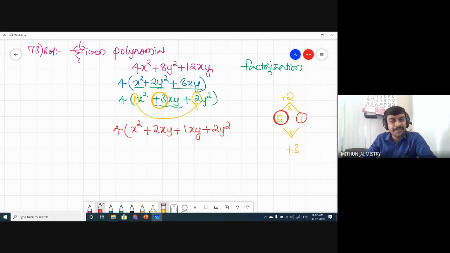By doing this, what happened actually? Nothing happened. You can see that 2xy plus 1xy is again 3xy only. Means you did not do any illegal thing. You have gone correct. But why should we write like this only?